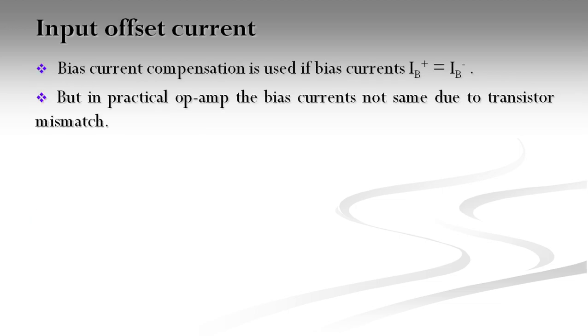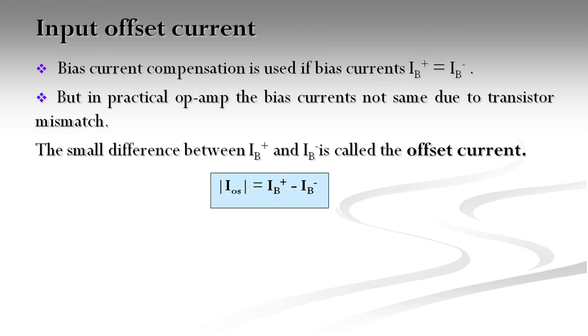So what is the input offset current? The input offset current is nothing but a small difference between the IB plus and IB minus currents, called the offset current. As you already saw in the previous video, in the presence of input bias current, what will be the output voltage? Bias current compensation takes the condition that both the currents entering the terminals of the op-amp are equal, but due to transistor mismatch in the practical case, the op-amp bias currents are not going to be the same.